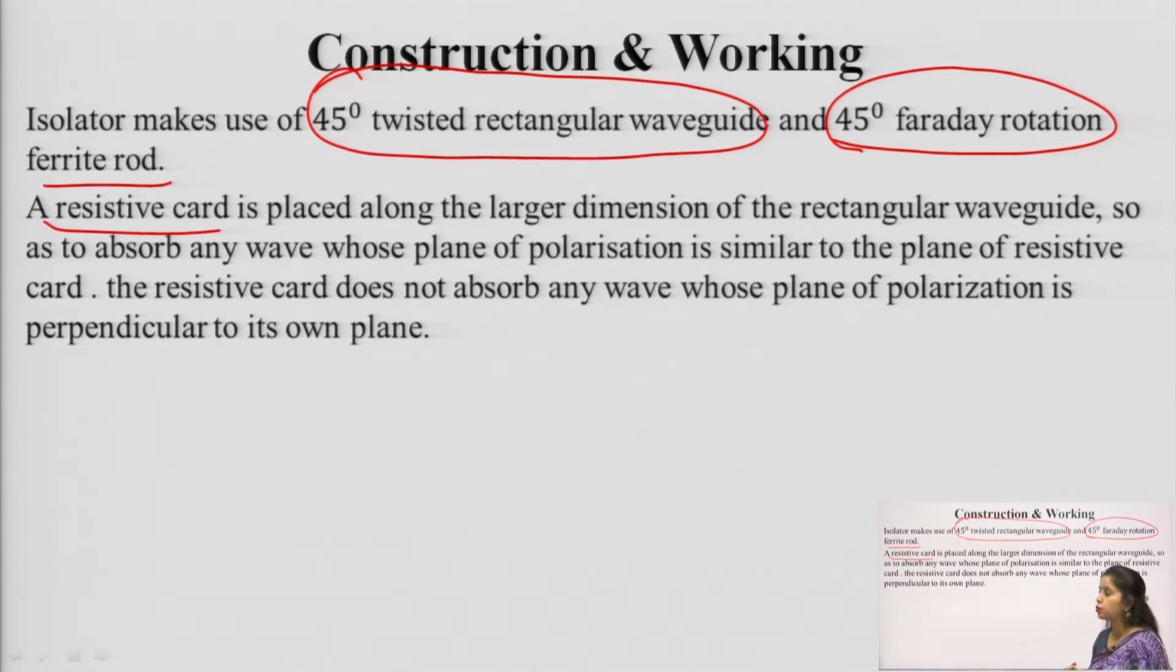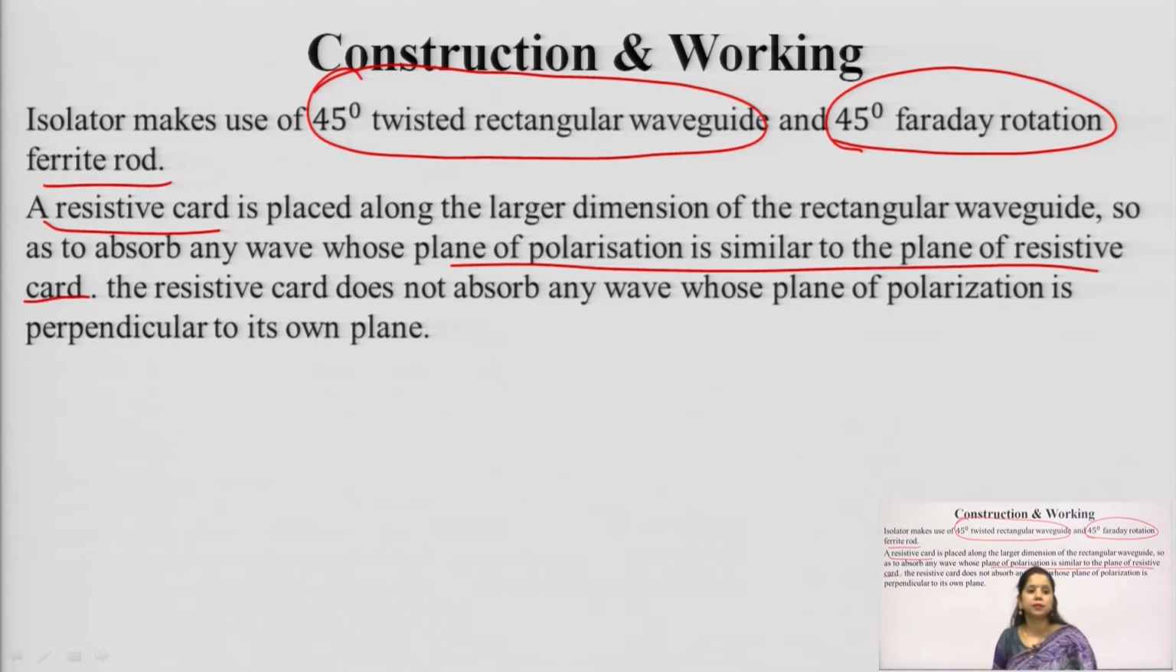So, what is the function of the resistive card? It absorbs any wave whose plane of polarization is similar to the plane of polarization of the resistive card. What does it mean? If our resistive card is perpendicularly polarized, and some wave coming to it is also perpendicularly polarized, then that will be absorbed. And the resistive card does not absorb any wave whose plane of polarization is perpendicular to its own.